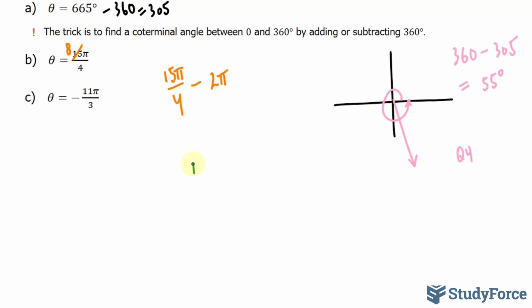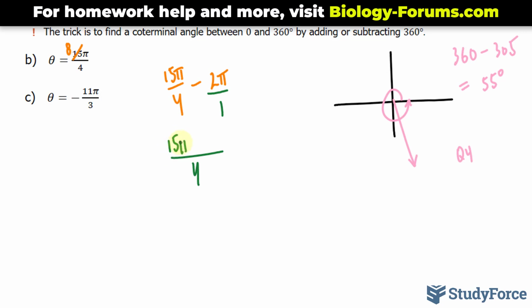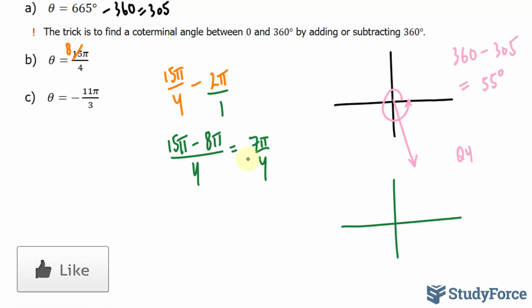You find a common denominator, which is 4. You multiply 4 times 1, and you get 4. 1 times 15 pi is 15 pi, and 4 times negative 2 pi is negative 8 pi. This gives us 7 pi over 4. 7 pi over 4 is between 0 and 2 pi. In fact, if we were to locate this on a polar plane, 7 pi is 1/4 less than 8 pi.